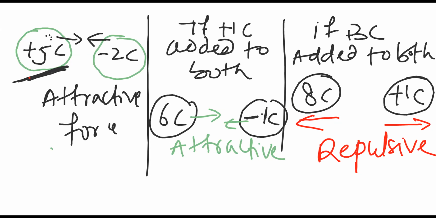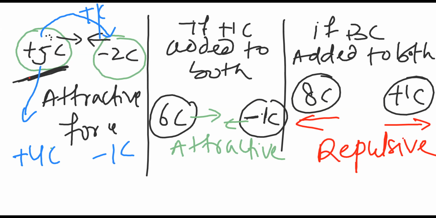And sometimes they can also ask: from 5 coulomb, 1 coulomb charge got transferred. Then what will become here? Now plus 5 coulomb will become plus 4 coulomb and minus 2 coulomb will become minus 1 coulomb. In this way also they can ask. That means plus 1 coulomb is transferred to minus 2 coulomb.